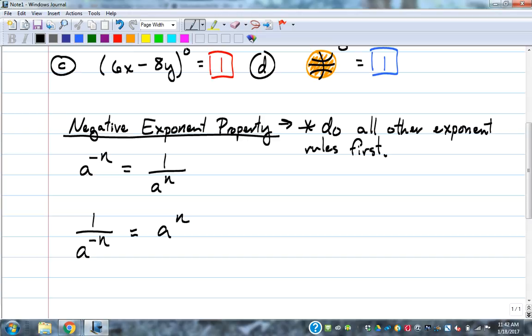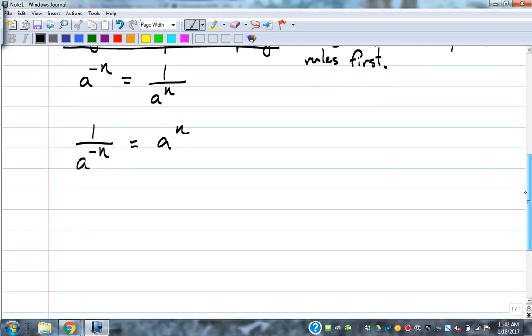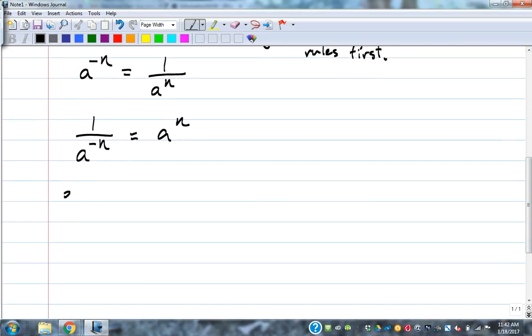Okay, keep that in mind, because we'll get to some that have several negative exponents in it, and if you move them at the beginning, you'll end up having to move them again at the end. So why not just wait till the end to move them? That's the easiest thing to do. Wait till the end to move them. So that's why I'm saying do all the other exponent rules first. So let's look at some examples of that.